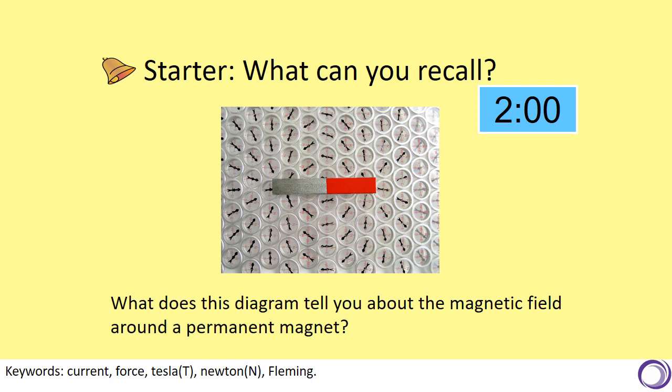Okay, so straight onto the starter. I want you to look at that, which should be familiar from a previous lesson, and I want you to tell me from that diagram what it can tell you about the magnetic field around a permanent magnet, a bar magnet.